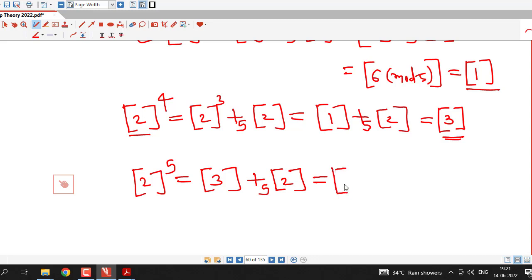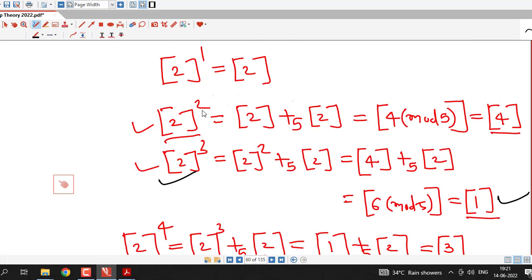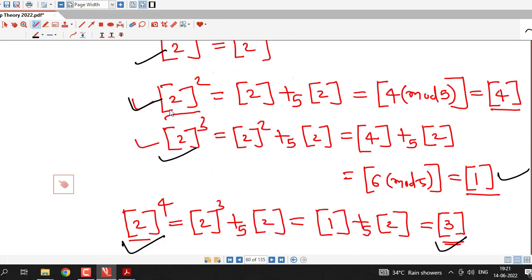This is going to be 3 plus 2, 5 modulo 5. Therefore this is equal to 0. The remainder when 5 is divided by 5 is 0. So we can see here that 0 is written as the fifth power of 2, 3 is written as the fourth power of 2, 1 is written as the third power of 2, 2 is written as the first power of 2, and 4 is also written as a power of 2.